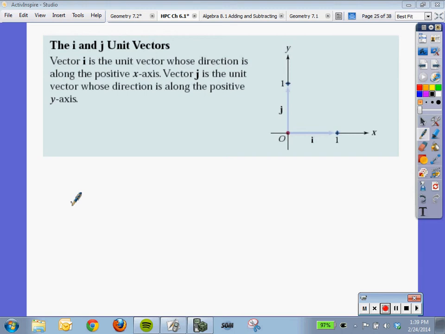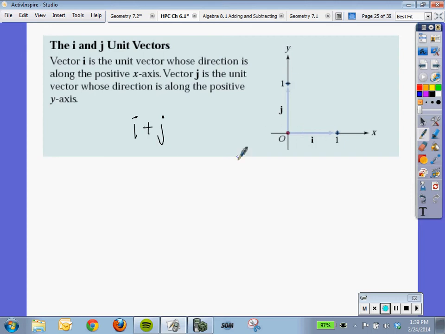But to explain it, let's just give a little description about the i and j unit vectors. Okay. So vector i is the unit vector whose direction is along the positive x-axis. Vector j is the unit vector whose direction is along the positive y-axis. If you were to add i plus j together, you get a resulting vector like so.